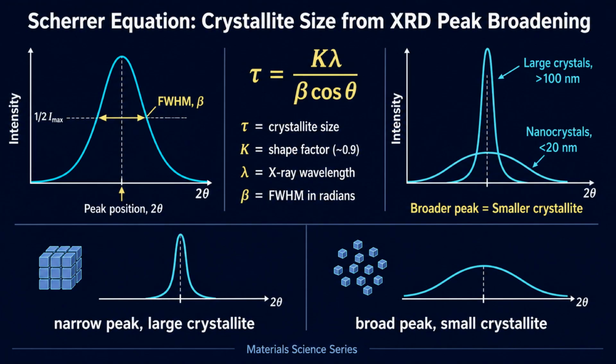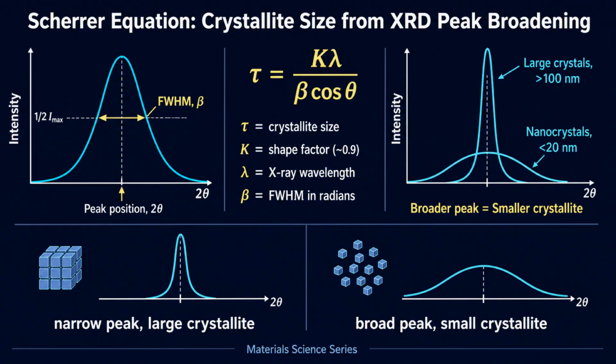The Schrödinger equation is a practical tool for estimating crystallite size from X-ray diffraction patterns. When X-rays diffract from a crystal, the peak width is inversely related to the size of the crystalline domains. The equation states that crystallite size, tau, equals k times lambda divided by beta times cosine theta. Here, k is a shape factor typically around 0.9 for spherical particles, lambda is the X-ray wavelength, beta is the full width at half maximum of the peak in radians, and theta is the Bragg angle.